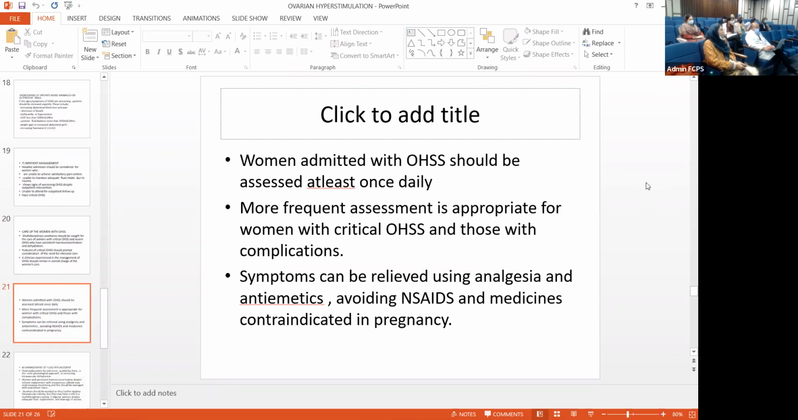Women admitted with OHSS should be assessed at least once daily. More frequent assessment is appropriate for the woman with critical OHSS and those with complications. Symptoms can be relieved by using analgesia and antiemetics, avoiding NSAIDs and the medications which are contraindicated in pregnancy.